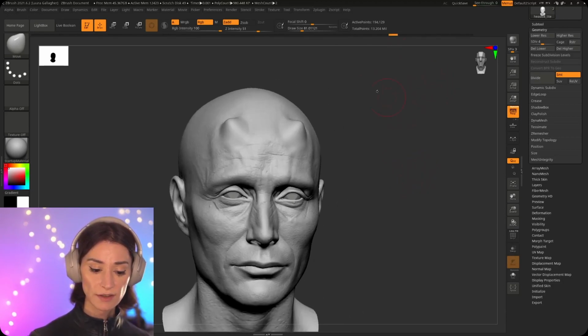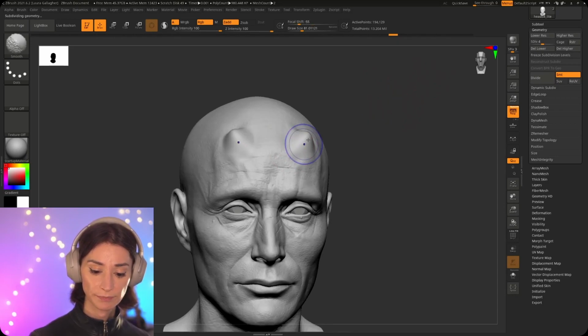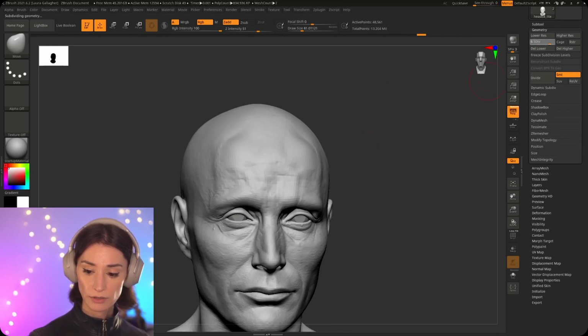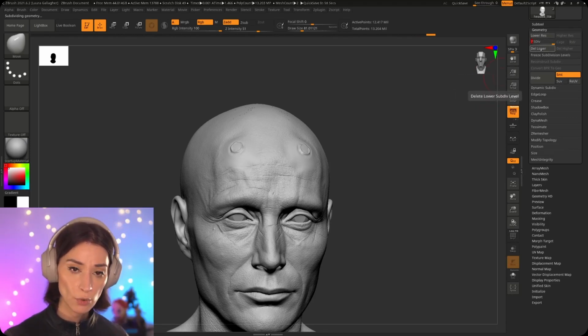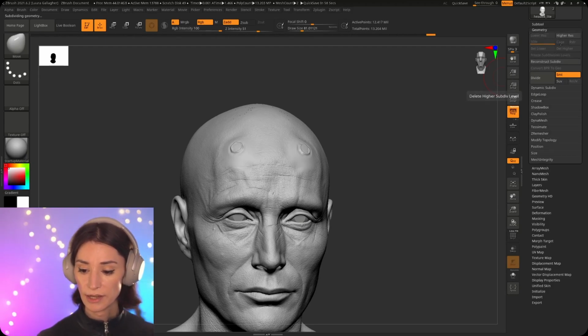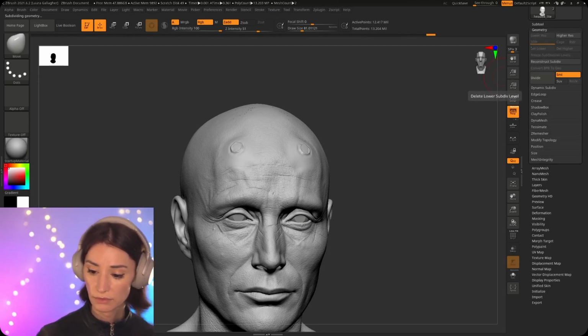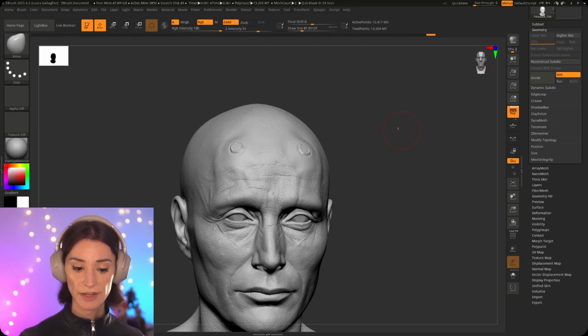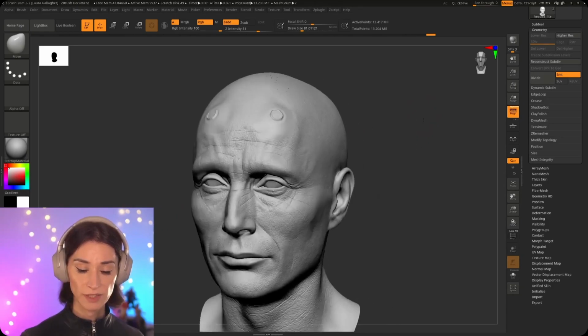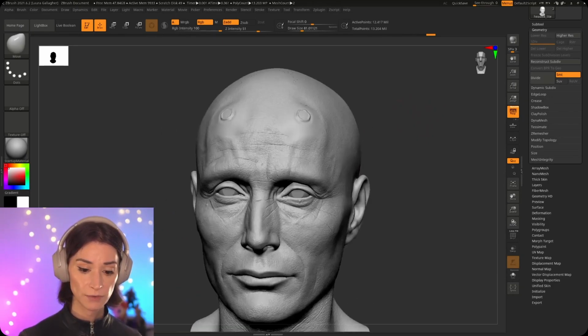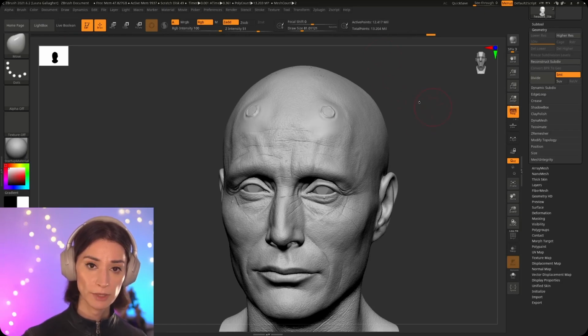Okay, let's take a specific use case where somehow you're here and you've clicked on this little button here that says delete lower subdiv levels. And then you're like, oh, that's not good. My subdivision levels are gone. And now ZBrush is extremely slow because there are no more subdivision levels here. And so we have 12 million polygons.